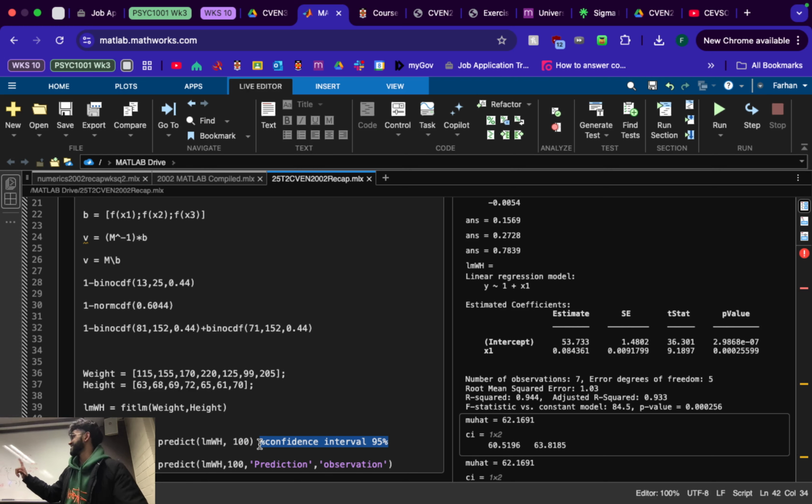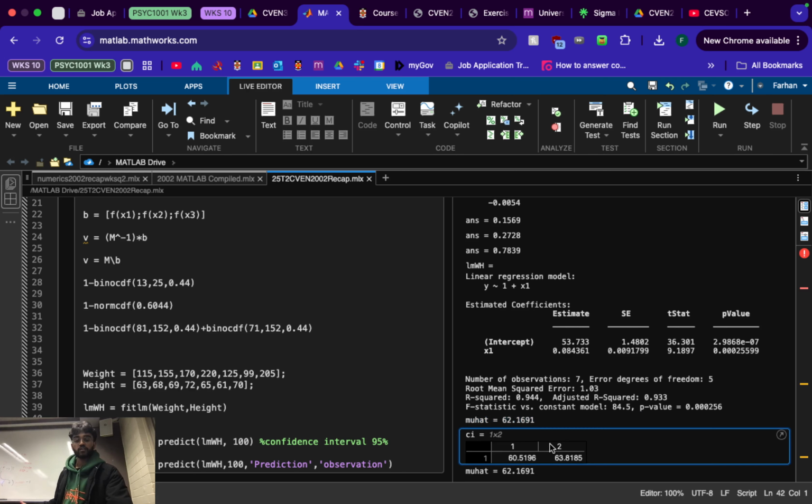I don't know about 97.5. But anyways, this is the code for it. You're going to use predict. So what we have here is mu hat, that's our mean, and CI stands for our confidence interval. What you see over here, they give us a mu hat value, and they also give us a confidence interval over here. Everyone see that? That's going to be our confidence interval.